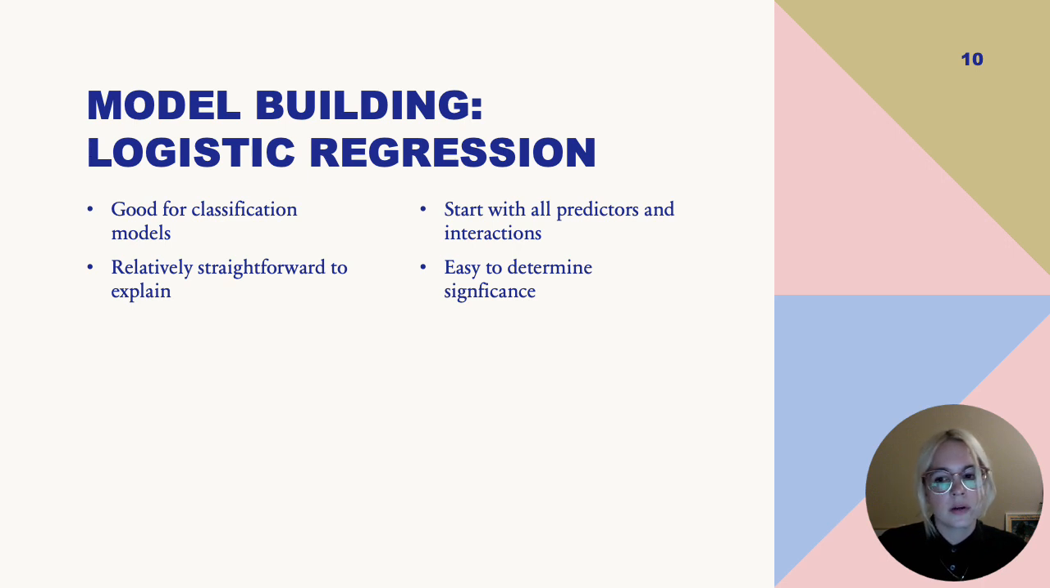In building this model, I started with all of the remaining 16 predictor variables and interactions between all of the variables. I ran the model and then removed any predictors that had an insignificant coefficient. I repeated this multiple times until I was left with only significant predictor variables.